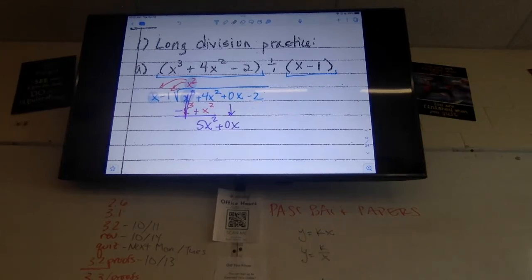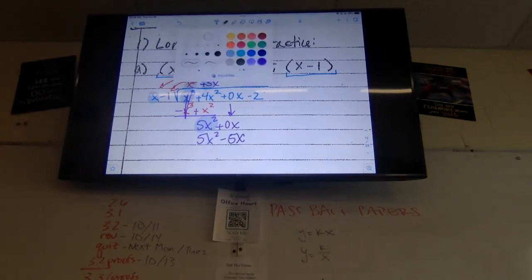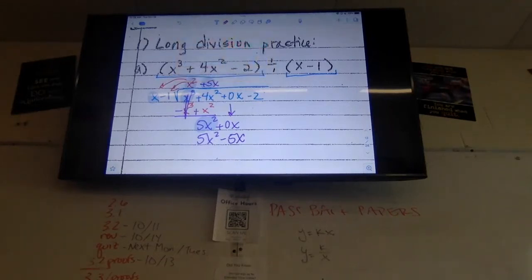Again, I'm going to ask myself, what times x is going to give me 5x squared? 5x, very good. Plus 5x. Multiply it by everything, so I get 5x squared minus 5x. And then again, I change all of my signs, negative, positive, subtraction line. The 5x squareds cancel, so I get 0x plus 5x, which is 5x, and I've got one more to carry down, minus 2. 5x minus 2.